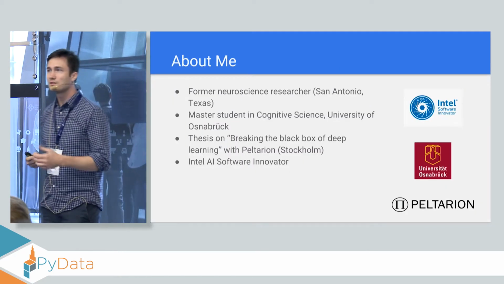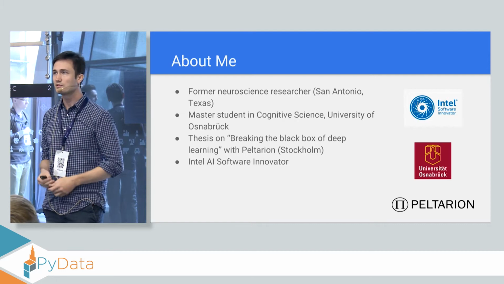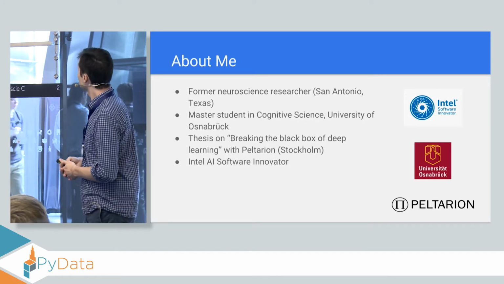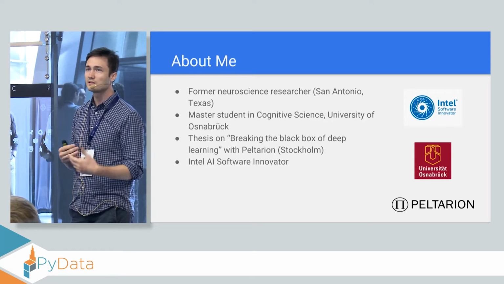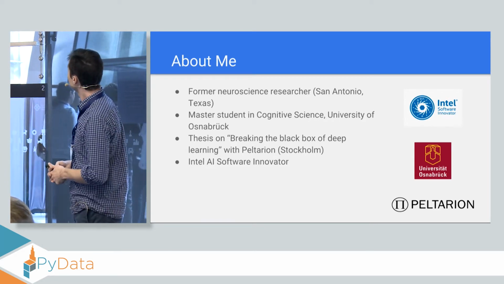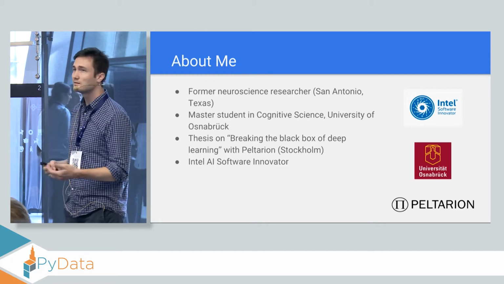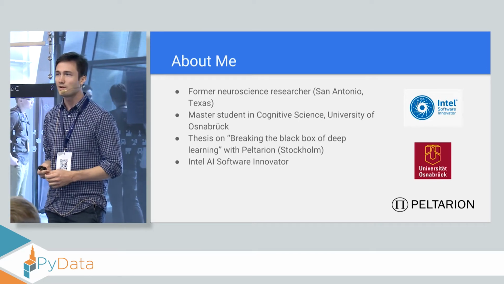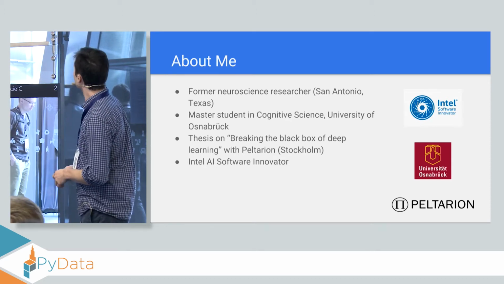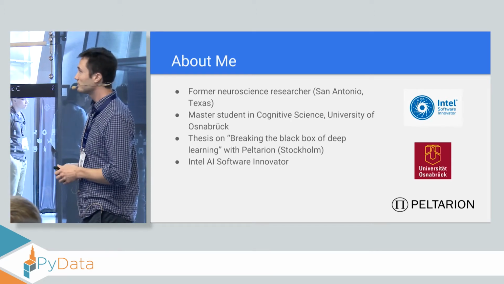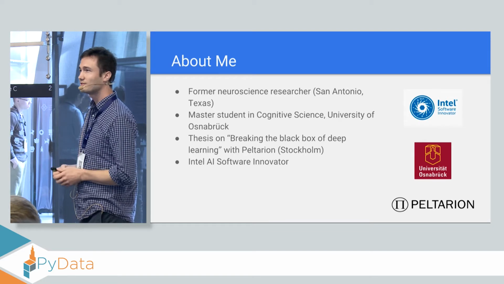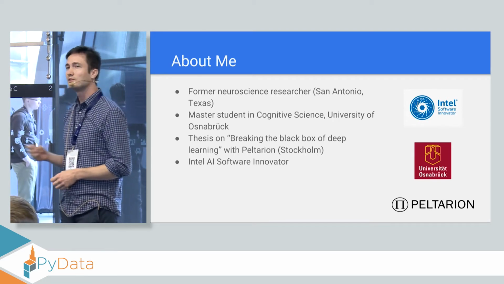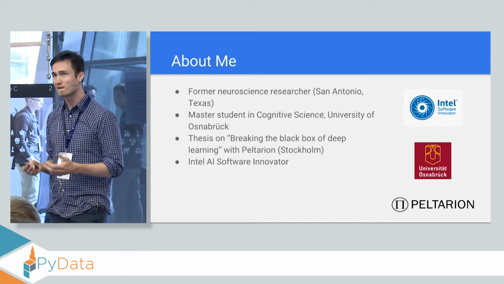All right, so about me. I originally was working in neuroscience research at the University of Texas at San Antonio, and I was interested in the brain and the activity of the brain, looking at brain activations. And currently I'm a master's student in cognitive science at the University of Osnabrück in Germany, where I'm working a bit in the math department, making some visualizations with D3JS, and writing my thesis with a company called Pelterion in Stockholm. It's an AI software company.